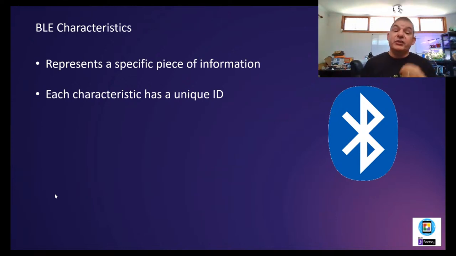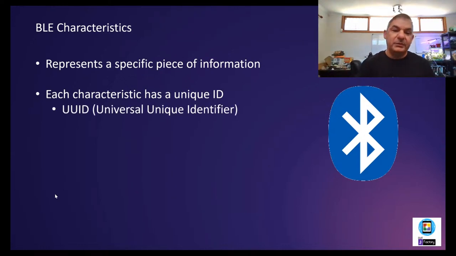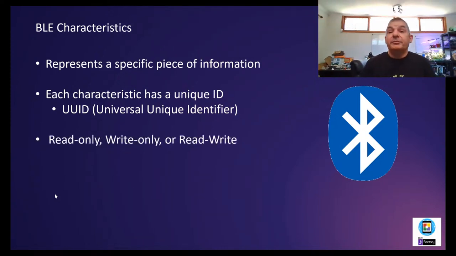Each characteristic has a unique ID, so it's usually like a huge GUID type value. It's similar to a GUID, and it's known as a UUID or universal unique identifier. So these characteristics can be read only, they can be write only, they can be read write. They can also be set to notify as well, which is then pushing the information to you. So on a notification basis if the information is ready.